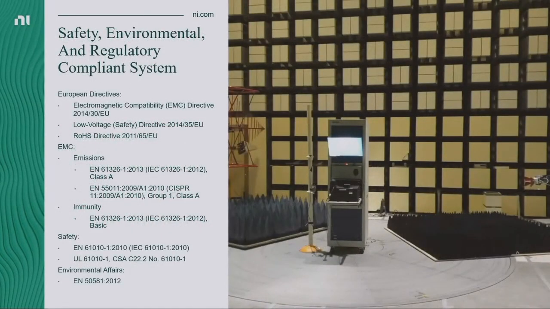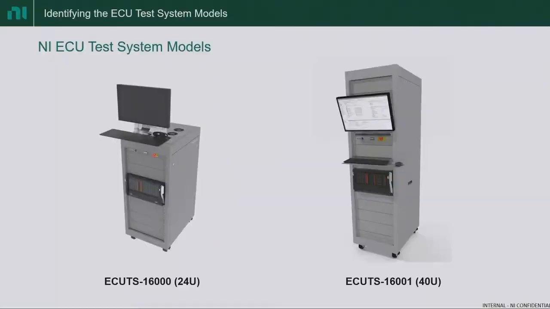ECU test system is a high-performance system which has certification from European directives: EMC, safety, and environmental affairs. Currently, there are 2 models of the ECU test system. ECU TS 16000 is the 24U model, and ECU TS 16001 is the 40U model.